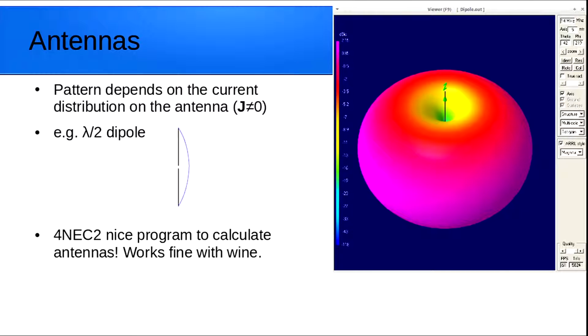The calculation of the pattern is then based on Maxwell's equations again. You normally work with a vector potential and everything in circular coordinates, and it becomes a bit complicated. So fortunately, there are a lot of nice programs who do the work for you. This here was calculated with 4NEC2, which is a really nice program. It's free, and I think it's not open source, but it's for Windows, but it works also fine with Wine under Linux.